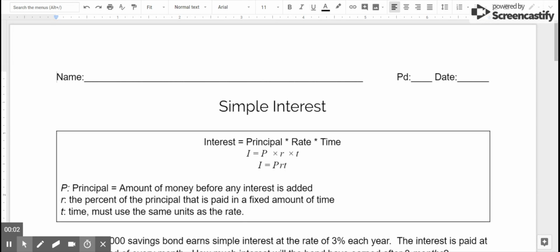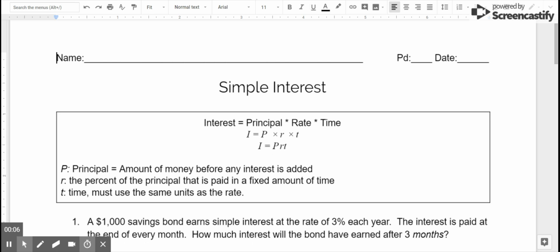This is the video lesson for the simple interest worksheet. Interest is essentially a lender's fee. When someone lends money, they charge interest as kind of a fee for lending out that money. And so the person who's borrowing the money pays interest to the lender.